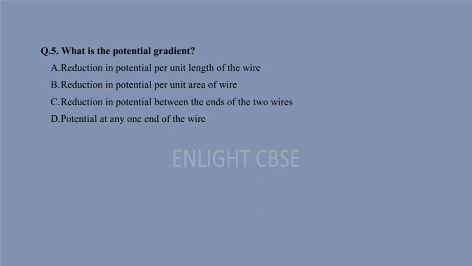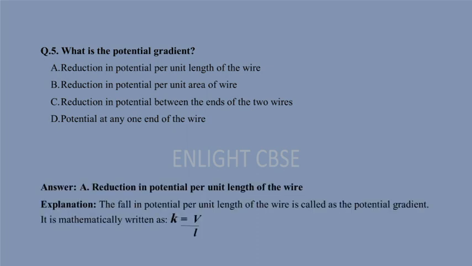Question 5. What is the potential gradient? A. Reduction in potential per unit length of the wire. B. Reduction in potential per unit area of wire. C. Reduction in potential between the ends of the two wires. D. Potential at any one end of the wire. Answer: A. The fall in potential per unit length of the wire is called the potential gradient. It is mathematically written as K = V/L.